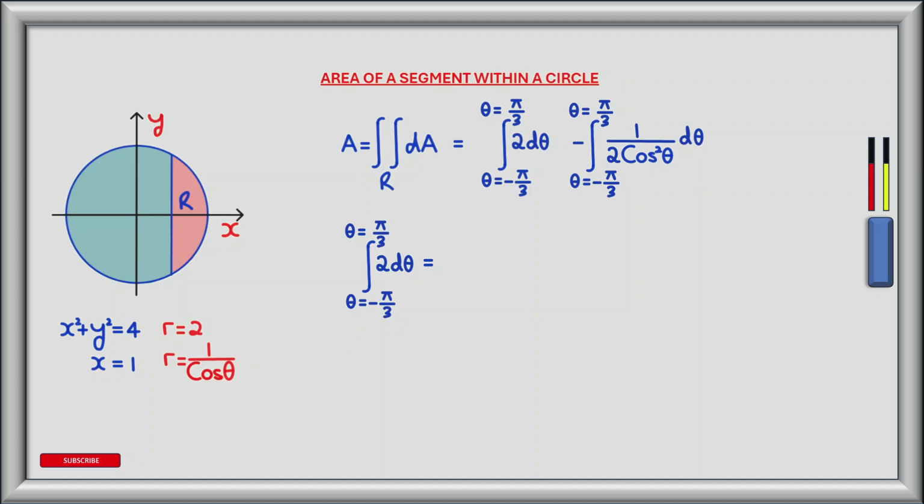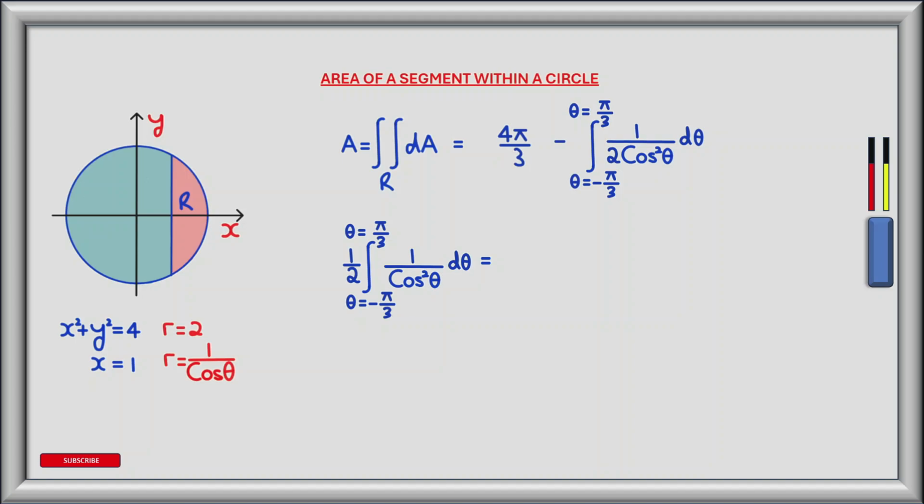And beginning with the first, we want to integrate between theta equals minus pi by 3 radians and theta equals pi by 3 radians of 2 d theta. And using the power rule, its antiderivative is 2 theta. And plugging in the values for theta, we have 2 pi divided by 3 minus minus 2 pi divided by 3. And this equals 4 pi by 3.